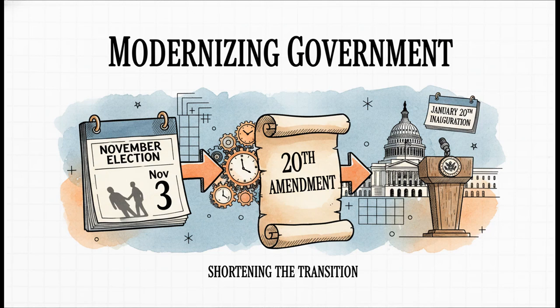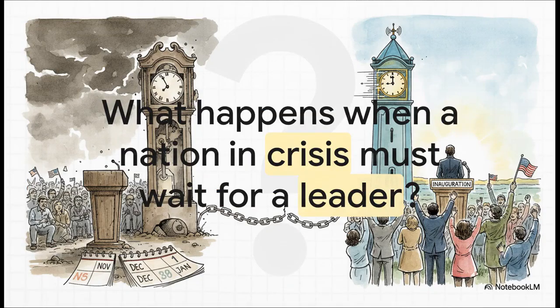Today, we're digging into a really critical update to America's political operating system, the 20th Amendment. It's all about how we fixed a dangerous, months-long delay in the transfer of power. So this whole thing really boils down to one huge question, a question that hung over the U.S. for more than 140 years.